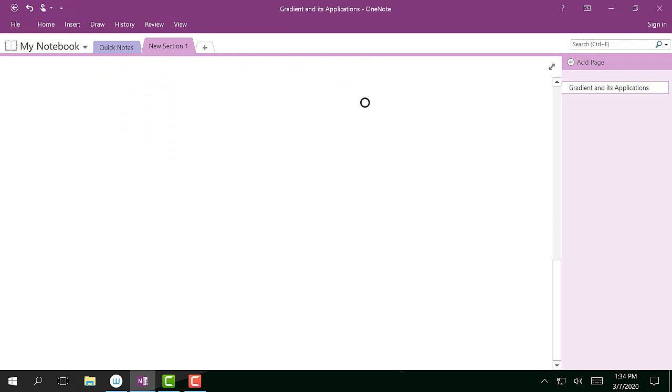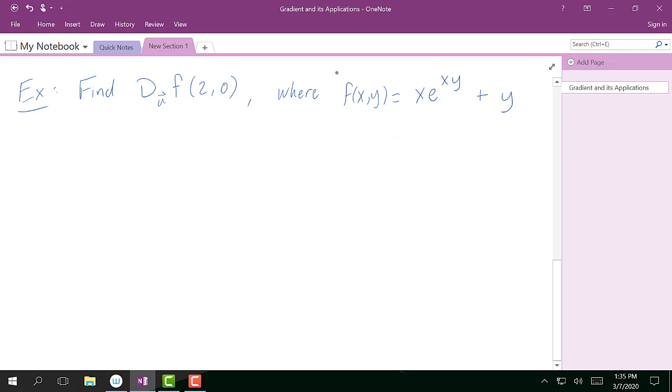Okay. So what we're going to do is, I'll write example. We're going to find the directional derivative of f evaluated at the point 2, 0, where f of x, y, so now I have to give you the function, is x times e to the xy plus y. So now we know the function.